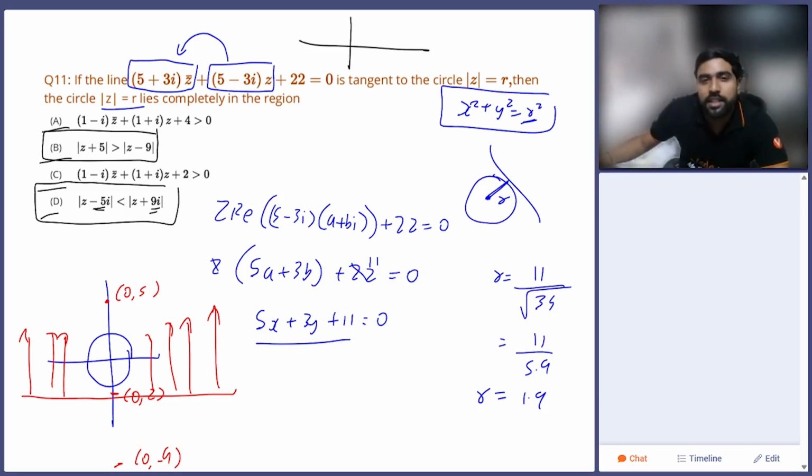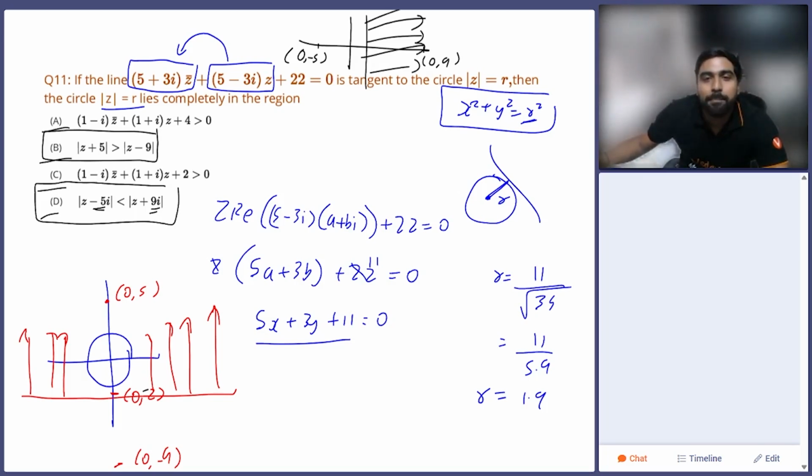So this is the region where the complex number's distance from 0, minus 5, is greater than its distance from 0, 9. In this case the midpoint will come over here, at 0 comma 2, and this region will be present somewhere over here.